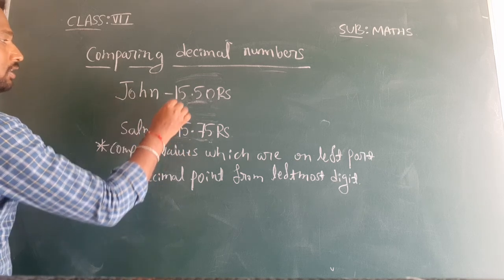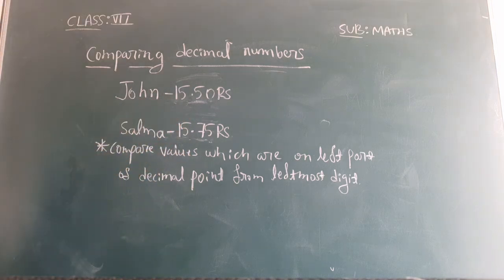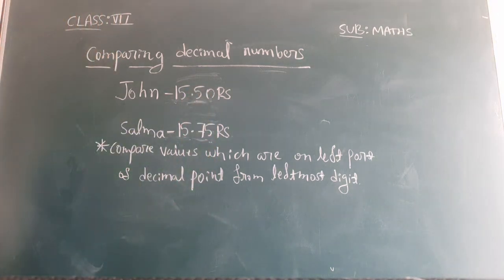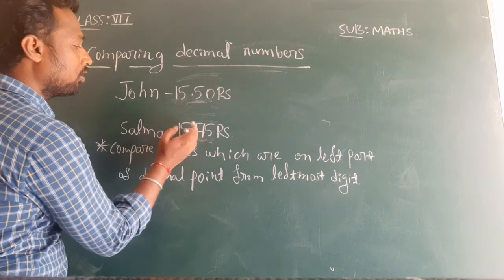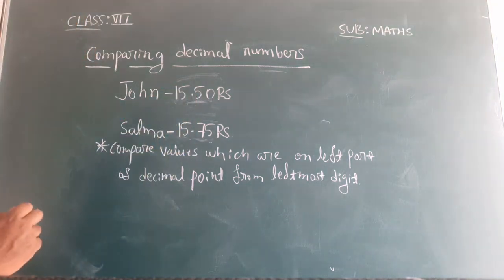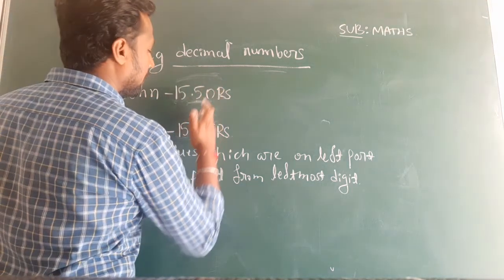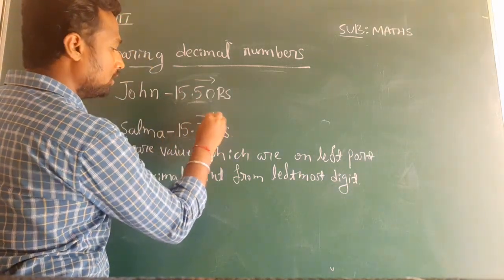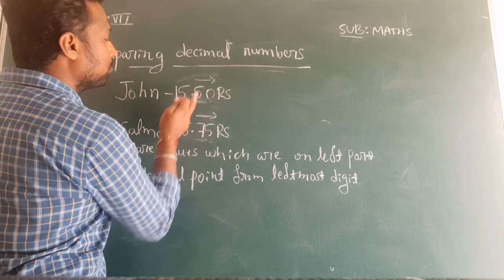So we have the same numbers on the left side of the decimal point. In this example, we have the same numbers on the left part of the decimal point. So if the numbers are the same on the left part of the decimal point, here we have 15. Okay. Then we will start comparing the right part of the decimal point, from the tens place.